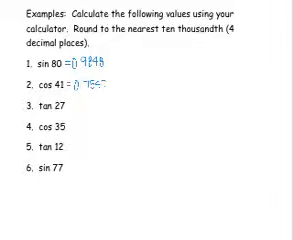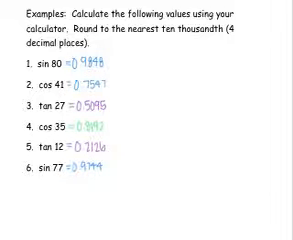And that is how you do this. So go ahead and find the tangent of 27, the cosine of 35, the tangent of 12, and the sine of 77. Go ahead and complete these problems. Alright, so you should have gotten the appropriate values, so go ahead and check your work and see how you did.